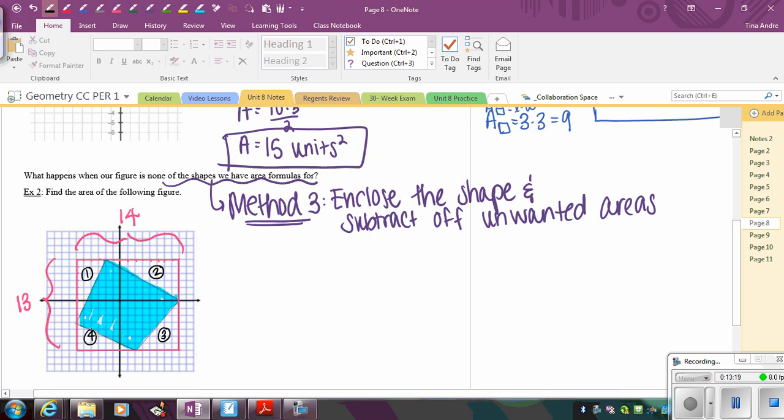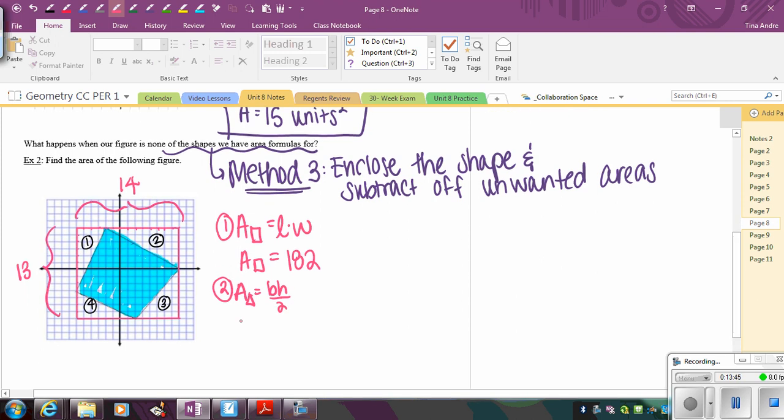So what I'm going to do, step 1 here, is find the area of the entire figure. That's going to be a rectangle, length times width. So I'm going to do 13 times 14. So the area of that is going to be 182. And then what I need to do is find the area of each of those triangles. So the formula is base times height over 2.